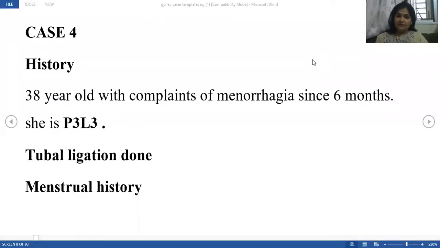So let's see what we have in the case. This is a case of a 38-year-old who is complaining of menorrhagia since last 6 months. She is para 3, living 3. Her tubal ligation has been done, right?